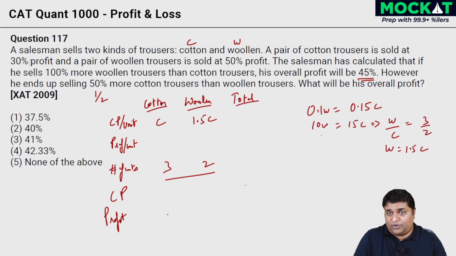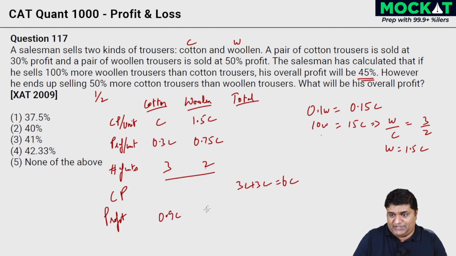Now, what are the profits over here? 30% of C, we had that earlier as well, and 50% of this is going to be 0.75C. Now, what will be the overall profit? Total CP is 3C plus 2 into 1.5C, that's 6C. The profit is 3 into 0.3C, that's 0.9C, plus 2 into 0.75C, that's 1.5C. If you add these two up, you get 2.4C. The cost price is 6C, and 2.4C is the profit.